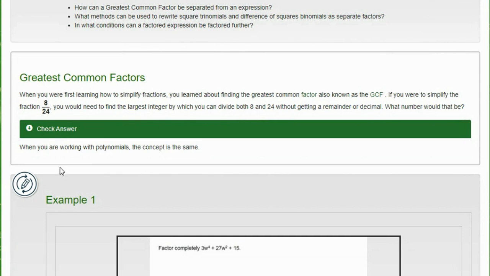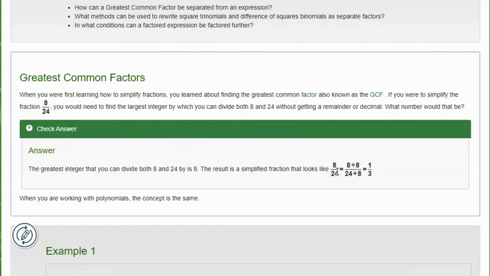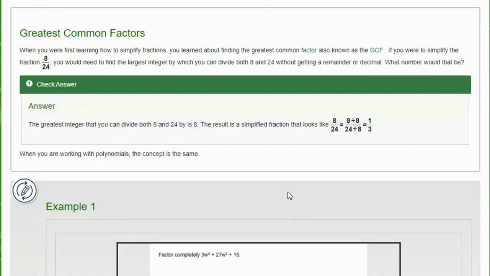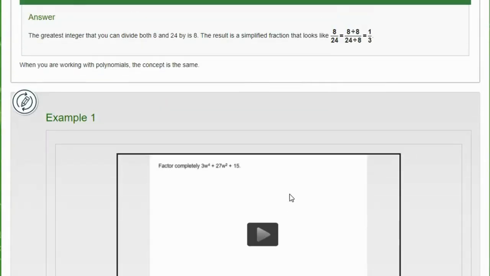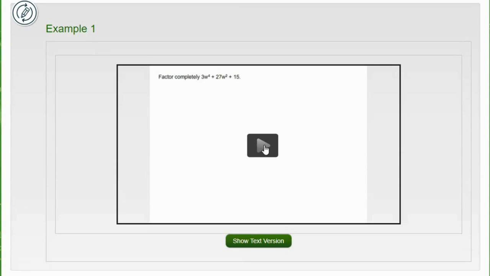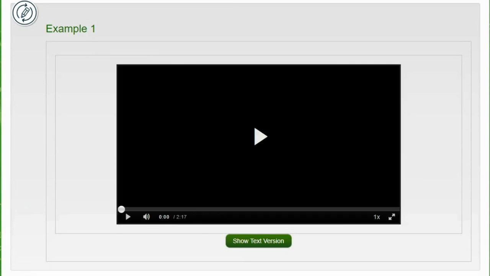And that one's not bad because 8 goes into both of those. So we can take 8 over 24 and divide it by 8 over 8. Then it becomes 1/3. That's a nice easy one because 8 actually goes into both of those. But we're going to talk about the same type of thing with polynomials. So I'm going to put this video on the screen. We'll go ahead and check out this video to start us out in class and what we're going to be looking at starting out today.